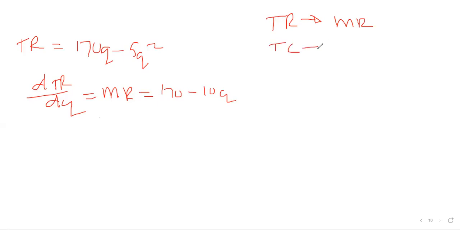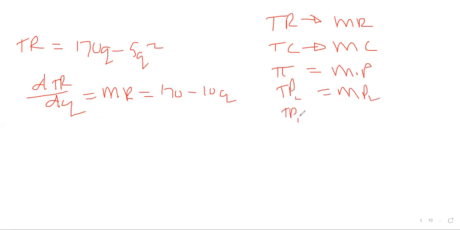Total cost is called what? Marginal cost. Total profit is called marginal profit. Total product, marginal product of labor. Total product of capital, marginal product of capital. So anything differentiated is marginal. Of course, total product comes in the letter Q.